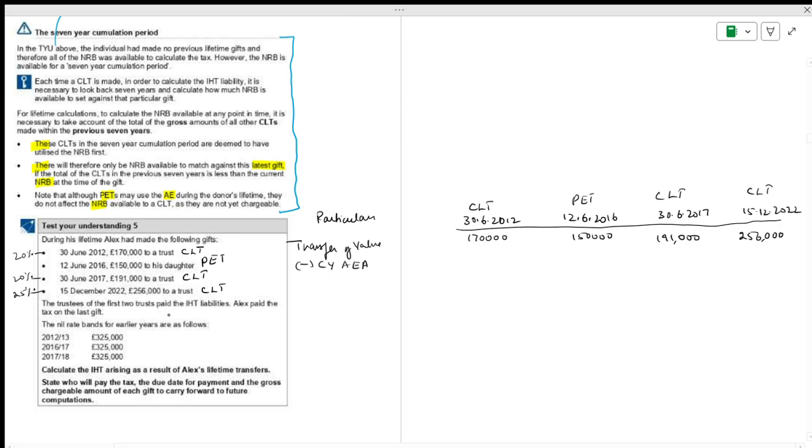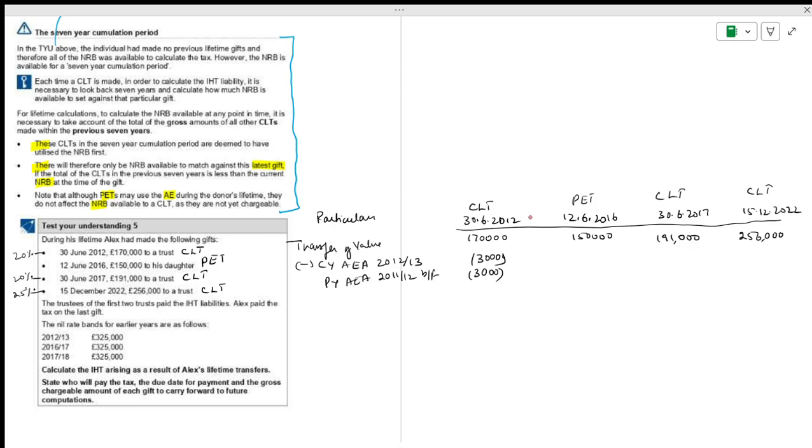For 2012, what will happen? 2012 and 13. Are you clear about this? How much is there? 3,000. And the previous year, 2011 and 12, brought forward: how much? 3,000. Now there is a huge gap.